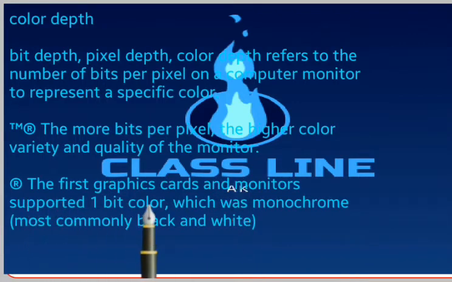The first graphics cards and monitors supported 1-bit color, which was monochrome. That means most commonly black and white. The first graphics card and monitor only supported 1-bit colors. They were black and white. Only two colors were captured in the pictures.